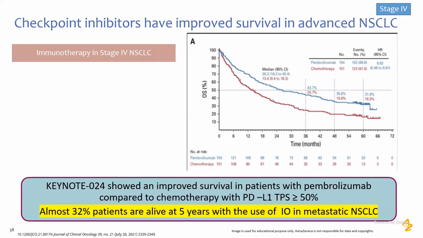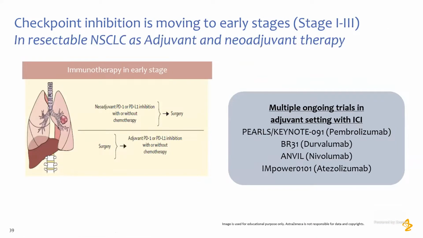This is a Kaplan-Meier survival curve from Keynote 024, which showed improved survival in patients with pembrolizumab alone compared to chemotherapy in PD-L1 more than 50% patients. Almost 32% of patients were alive at 5 years with the use of immunotherapy alone in metastatic non-small cell lung cancer. And now we are looking into the use of checkpoint inhibitors in earlier stages, and multiple ongoing trials are happening: PEARLS Keynote 091 for Pembro, PACIFIC-4 for Durva, and IMpower010 for Atezo.